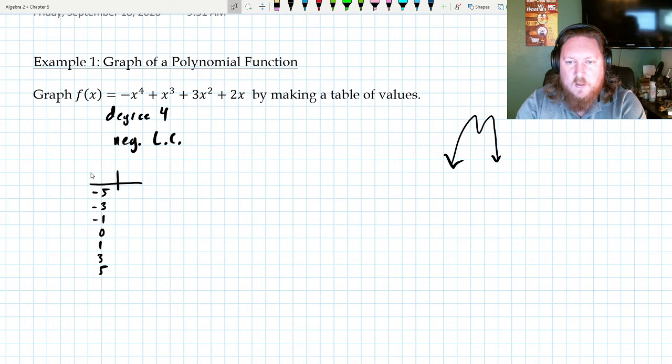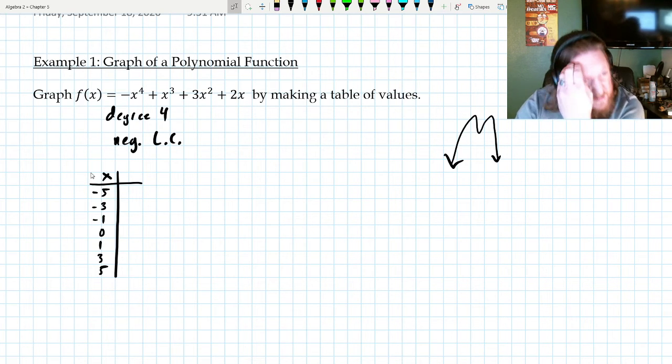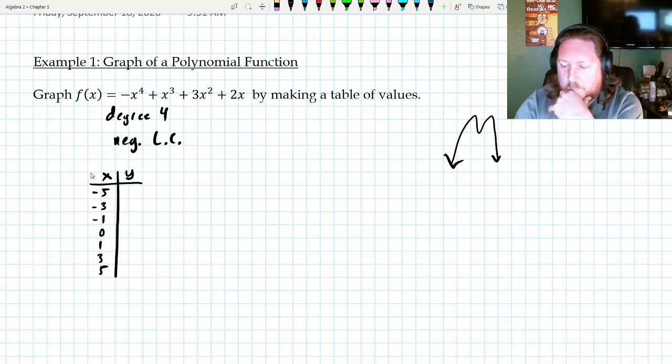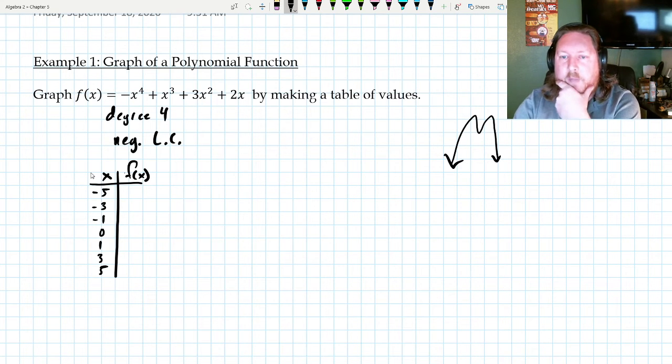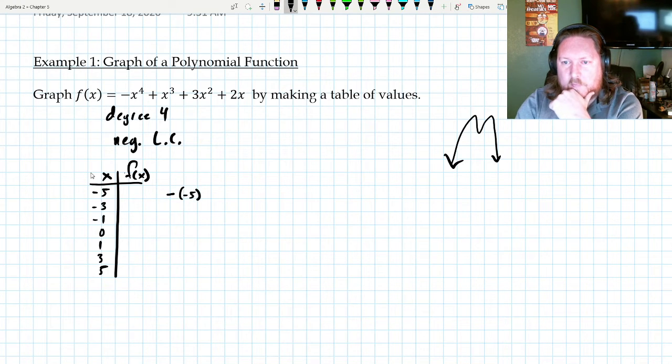Now, with something like a quadratic, there was always a nice line of symmetry. Higher degrees don't usually have a line of symmetry in it, so there's nothing defined there. So all I've got to do is just plug these things into the function. If I'm good about setting it up in my calculator, it can be an easier task for me. So I'm going to plug in my calculator -5 to the fourth plus -5 cubed plus 3 times -5 squared plus 2 times -5.